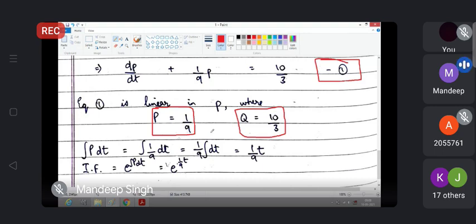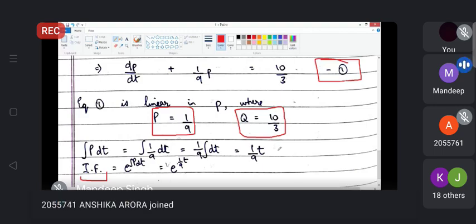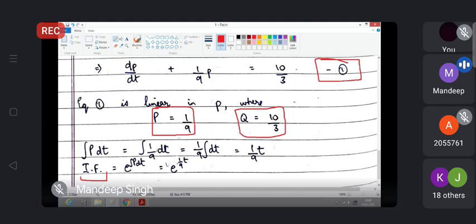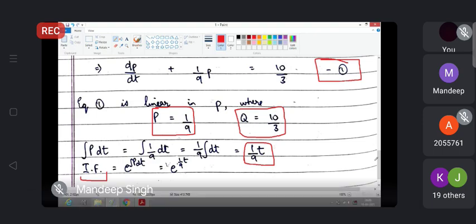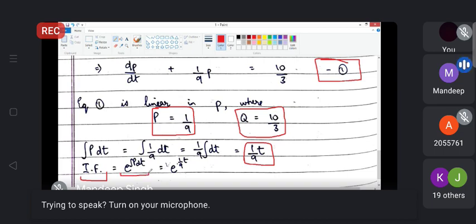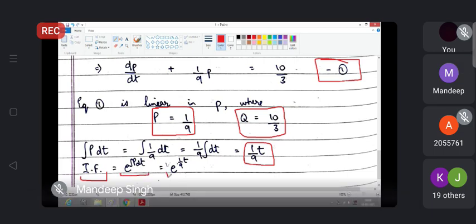तो लीनियर का सोल्यूशन कैसे निकालते थे? We first integrated P, then we found the integrating factor, उसके बाद solution में put करते थे. Okay, so integral of p dt is equal to integral of 1 over 9 dt. 1 over 9 is a constant, take it outside. Integral of dt, we get 1 over 9 t. Integrating factor, e raised to the power integral of p dt, which is equal to e raised to power 1 over 9t or e raised to the power t over 9.